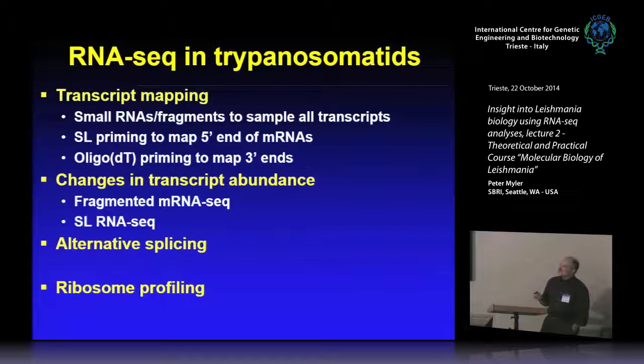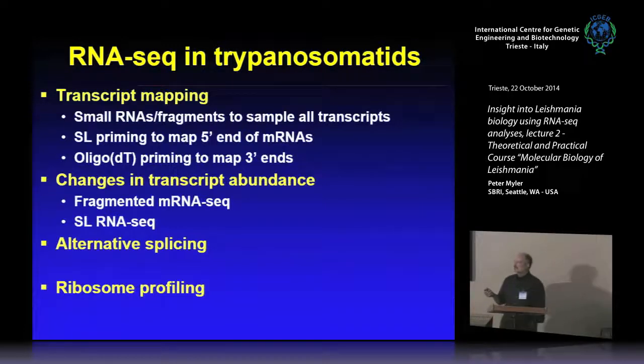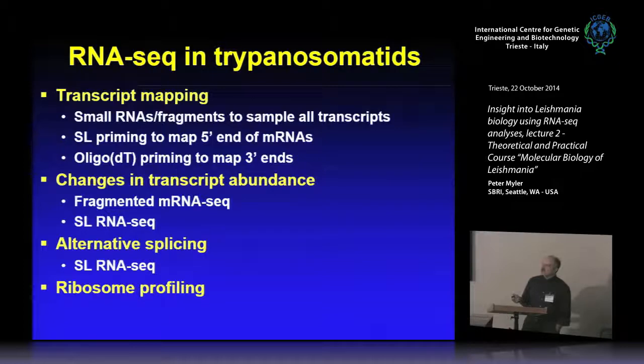If you wanted to measure, rather than just measuring where the transcripts were, you wanted to actually measure the changes in transcript abundance, you can do it with either of these 2 methods. I can tell you now that using fragmented messenger RNA is probably a little bit more reproducible than making splice leader libraries because there's fewer biases in making these libraries. But nevertheless, you can do it on splice leader RNA-seq libraries to measure transcript abundance, and I'll show you a lot of data on that. Splice leader RNA-seq libraries are going to tell you about alternative splicing, and I'll show you a couple of examples of that in subsequent slides.